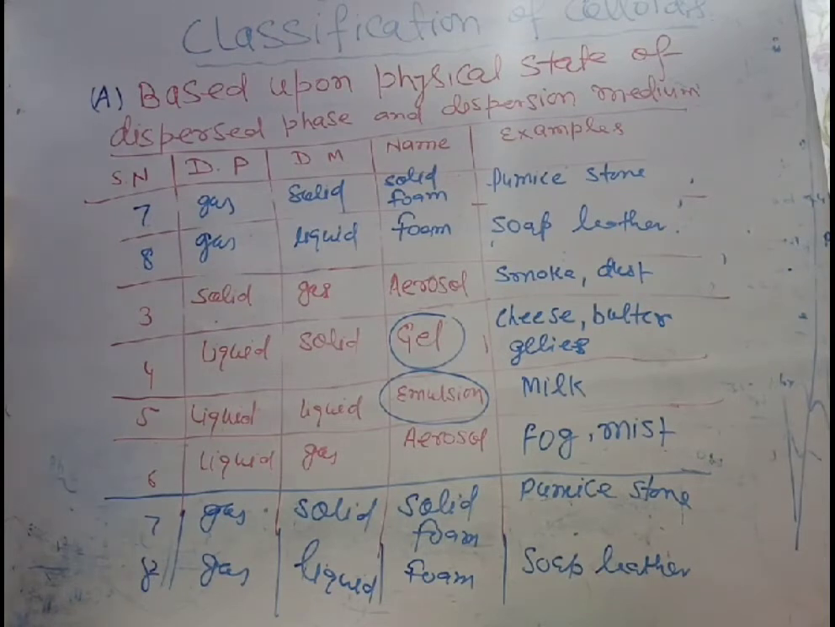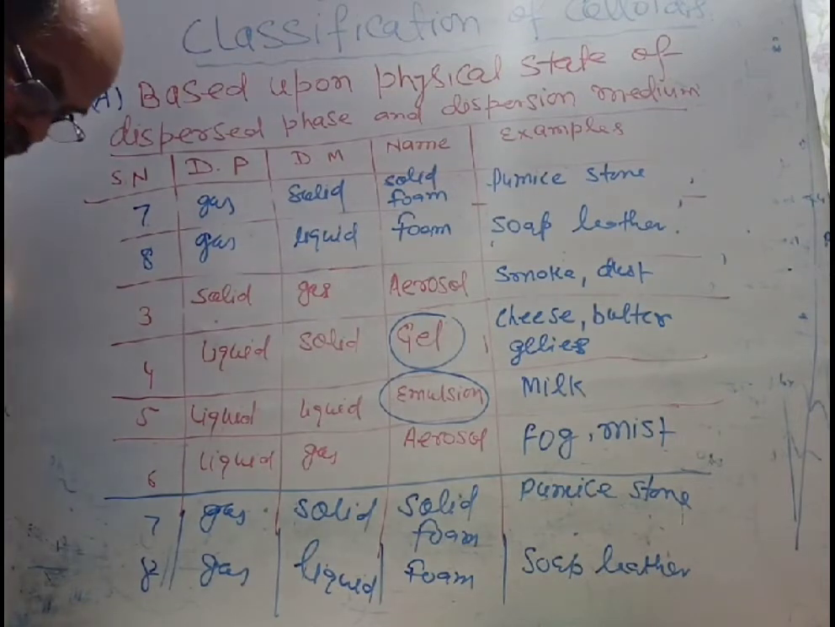In this class, we will discuss mainly sol, that is solid dispersed in liquid, and second, the emulsion. Okay, in this unit, we are going to take up the detailed discussion of 2 types of colloidal solution. One is sol, that is solid dispersed in liquid, and other is emulsion.